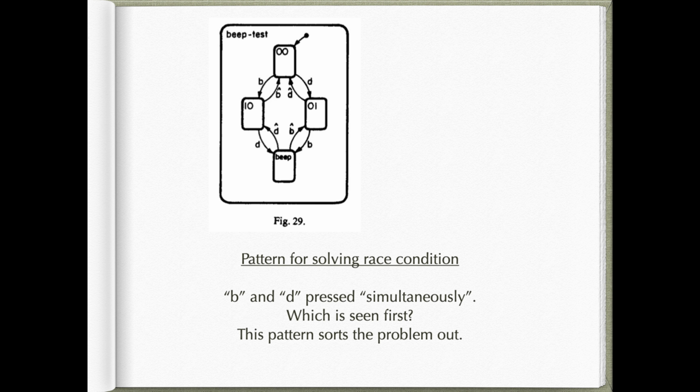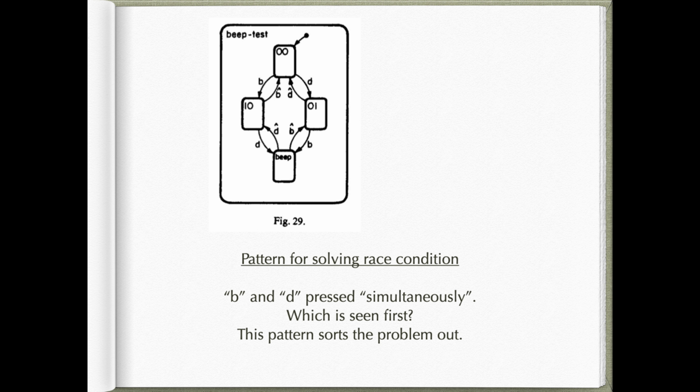Next, page 22 shows figure 29. This is a very common pattern where 2 buttons B and D are pressed at the same time and should produce a beep. In general, one would say that the beep test function starts at the top state 00 and it ends up in the beep state at the bottom.